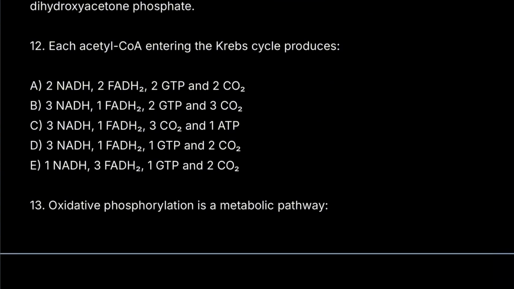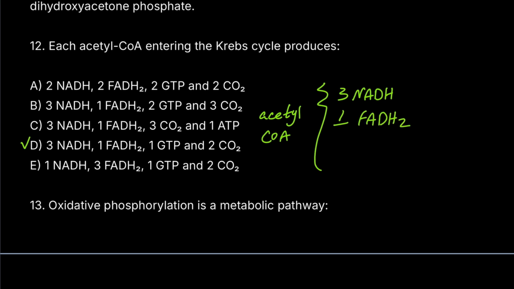So, question number 12. Each acetyl-CoA entering the Krebs cycle produces, the correct answer is D. Every acetyl-CoA completes one turn of the Krebs cycle, producing 3 NADH, 1 FADH2, and 1 GTP, and releasing 2 molecules of carbon dioxide. These reduced coenzymes later drive ATP production in oxidative phosphorylation.